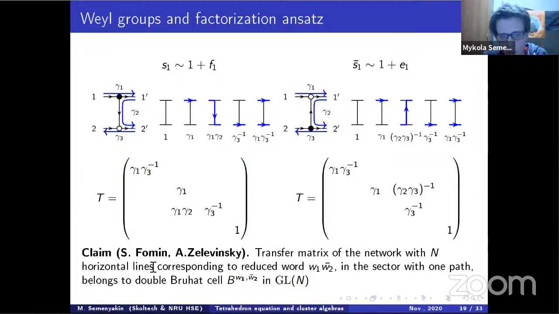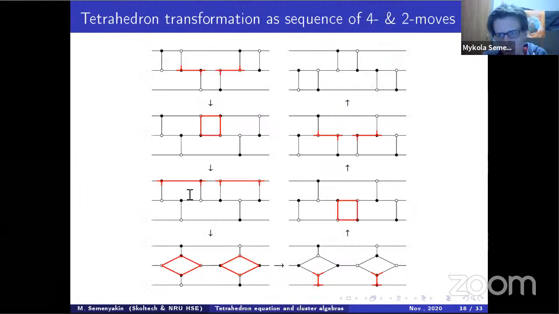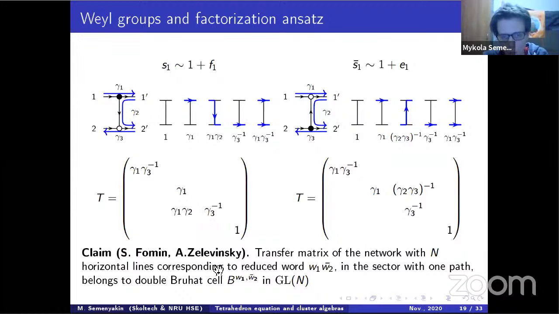And the claim of Fomin and Zelevinsky was that the transfer matrix of the network with n horizontal lines, like here we had three horizontal lines, corresponding to reduced word W1 and W2, where W1 and W2 is some product of generators like S1, S2, S3, and so on, in the sector with one pass, in the same sense in which we said in the lemma by Lindström. And this transfer matrix belongs to double Bruhat cell in GLN.